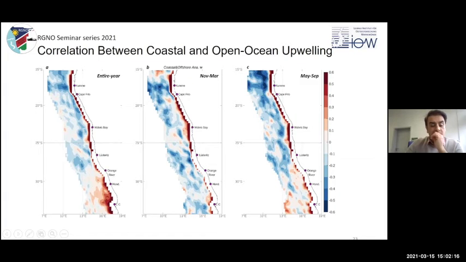In the south, we can see that the correlation is positive, which is not the case for the northern sector. It indicates negative, or indicates that coastal and offshore upwelling are alternating with each other. Positive anomaly of one is associated with negative in another. When we consider this correlation in two different times of the year, this message remains the same.